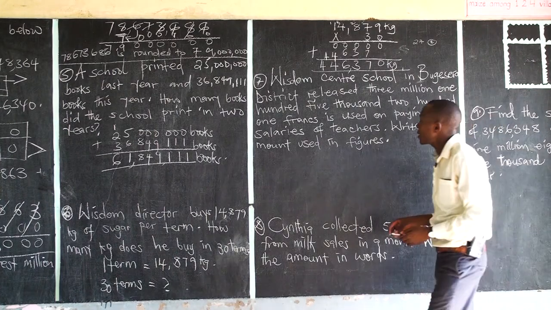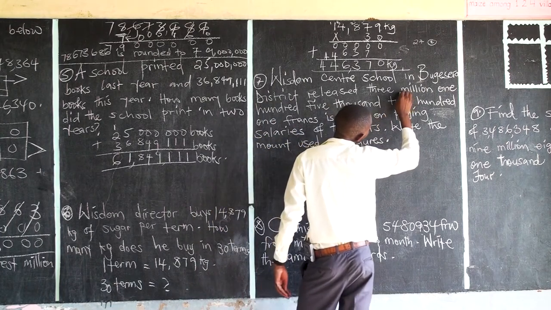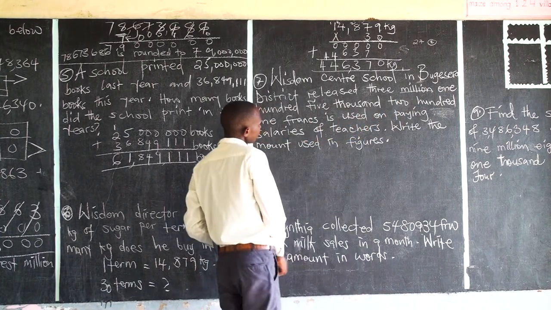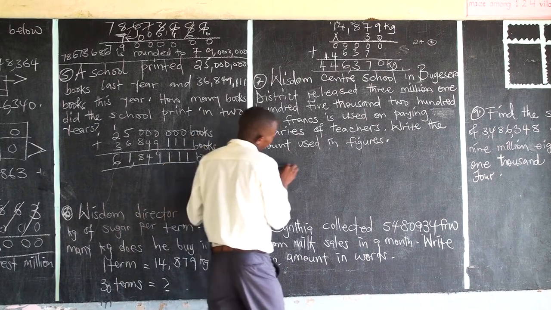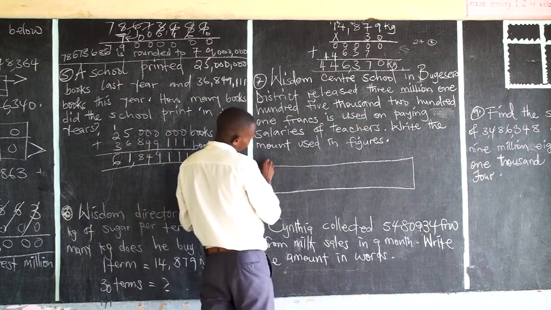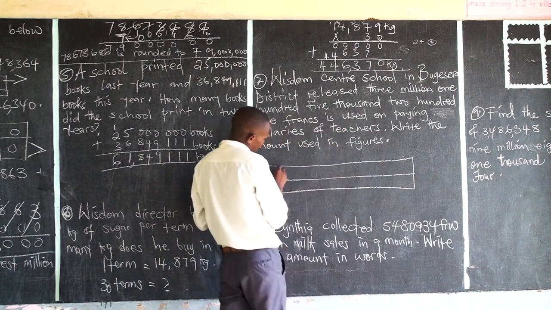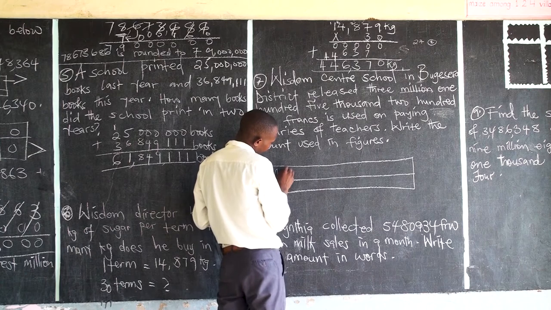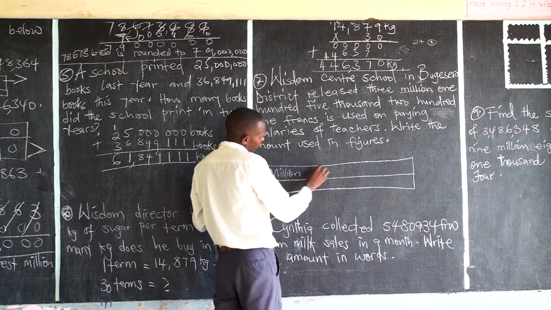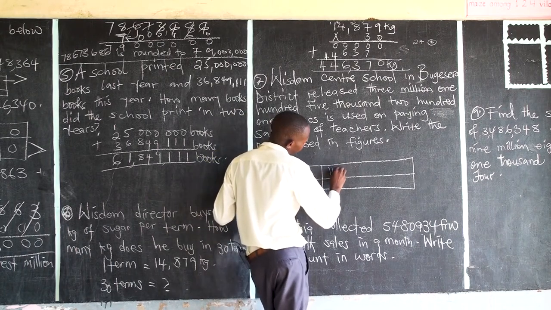First of all, we shall consider the highest place value. I mean, the highest place value is in millions. First, let me draw my symbol box here. Then in the first section I'll have millions. From millions, I'll come here to thousands.